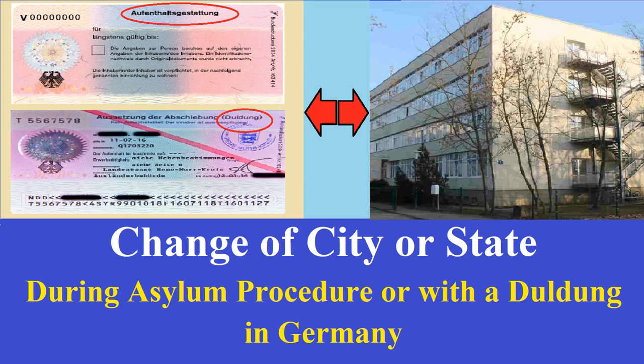As you know, in my previous video, I explained about compulsory residence in the first camp of the asylum seekers and in which cases it can be ended. Today, I would like to explain about the change of city or state during the asylum procedure while having an Aufenthaltsgestattung, or after you get a rejection for your asylum application and have a Duldung in Germany.